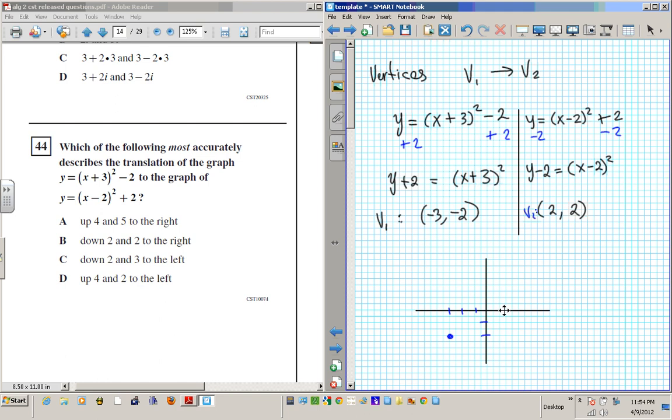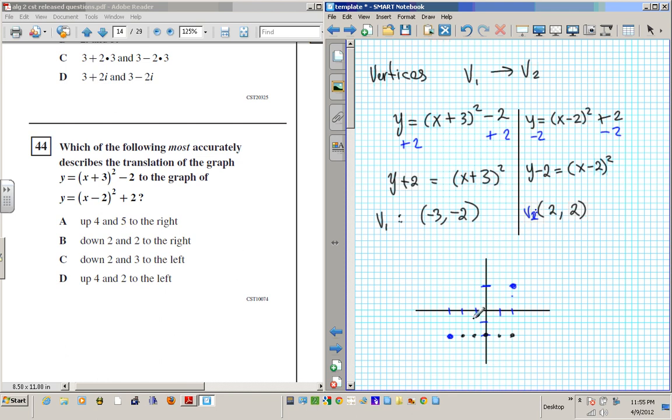And then to find v2, this is v2 right here, (2, 2), I go to the right 1, 2, and then I go up 1, 2. Okay? So there you have it. So that's v1, that's v2. So how do you go from this point to that point? You must go to the right 1, 2, 3, 4, 5 units to the right. Well, voila, we already have our answer.